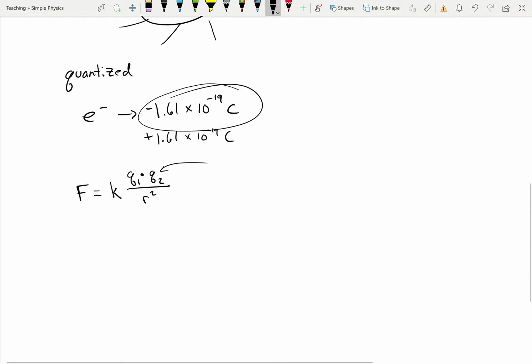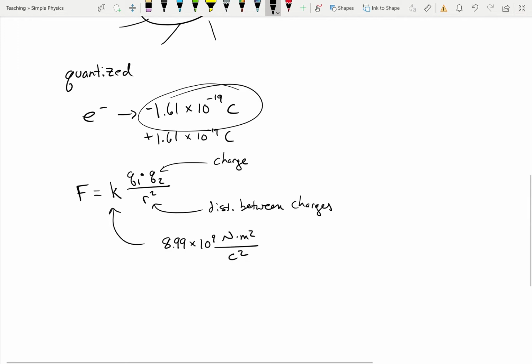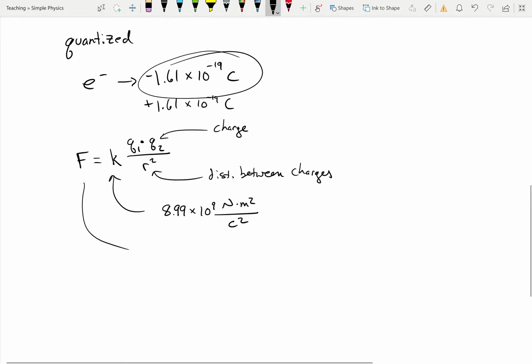Q is charge. R is the distance between charges. K is Coulomb's constant, which is 8.99 times 10 to the 9th newton meters squared per coulomb squared. And the units matter, and I'll show you why in a bit. Force here is in units of newtons. Charge is in units of coulombs. And our distance is in units of meters.